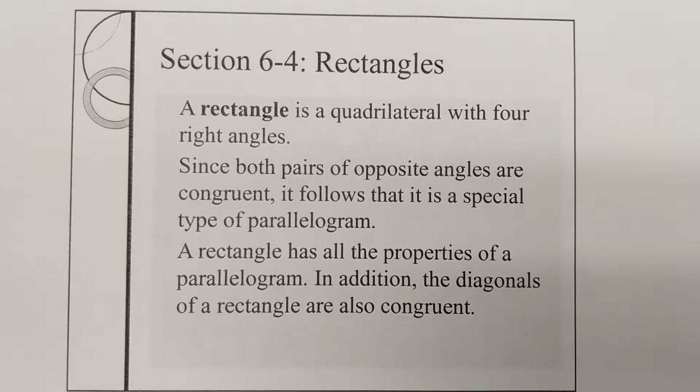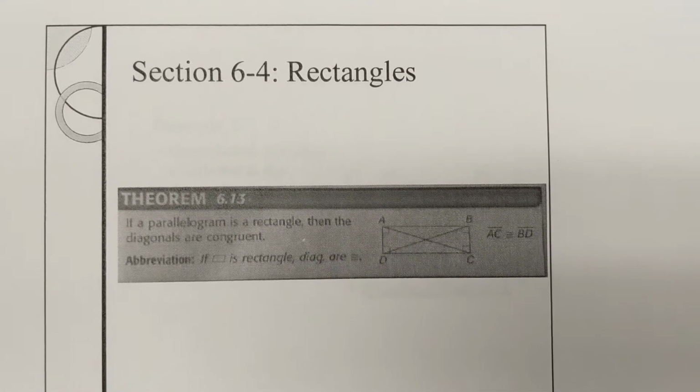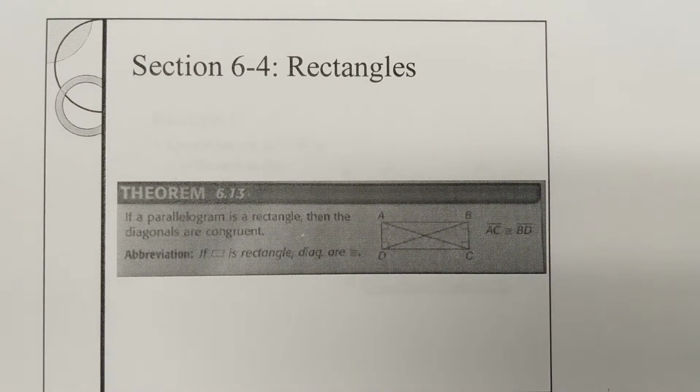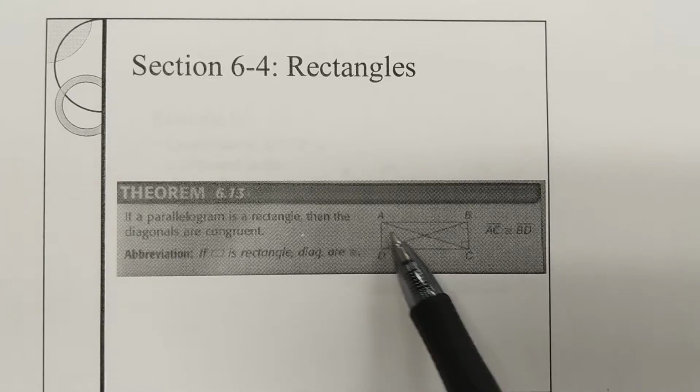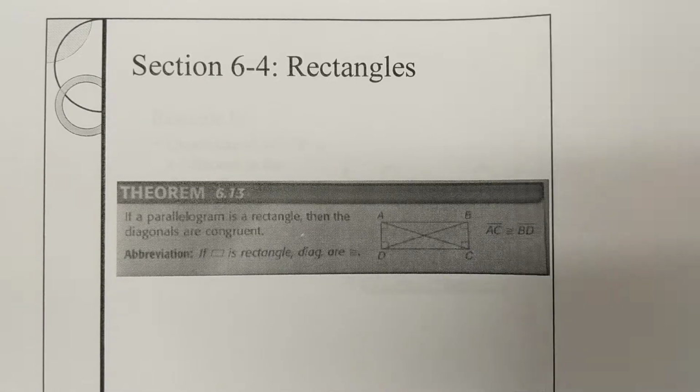In addition, the diagonals are also congruent in addition to bisecting each other. So here you go, theorem 6.13. If a parallelogram is a rectangle, then the diagonals are congruent. So AC and DB are congruent to each other.